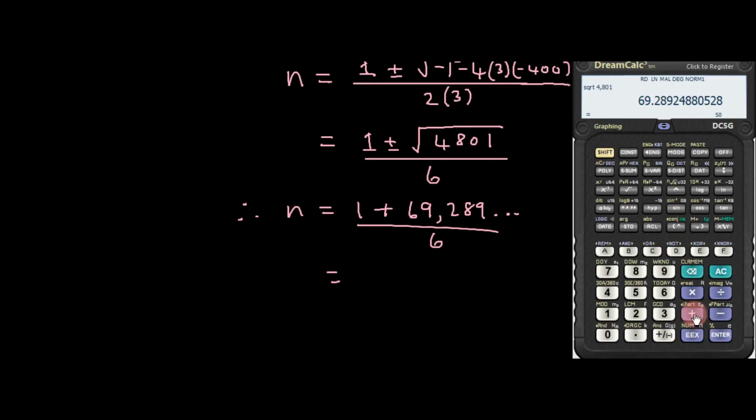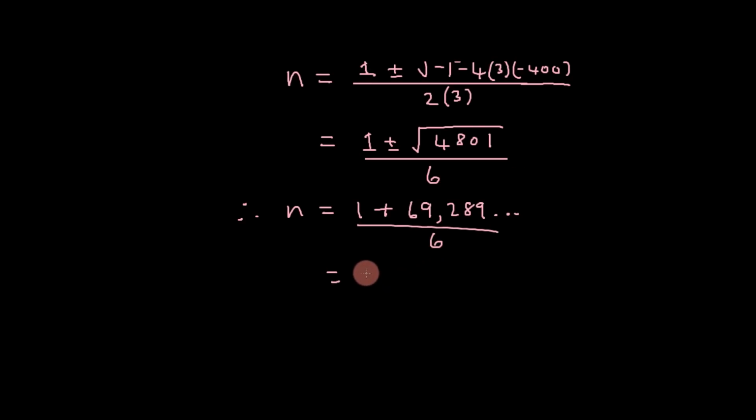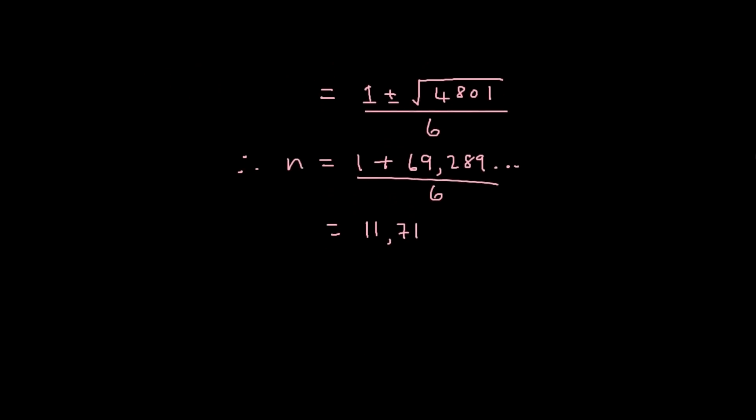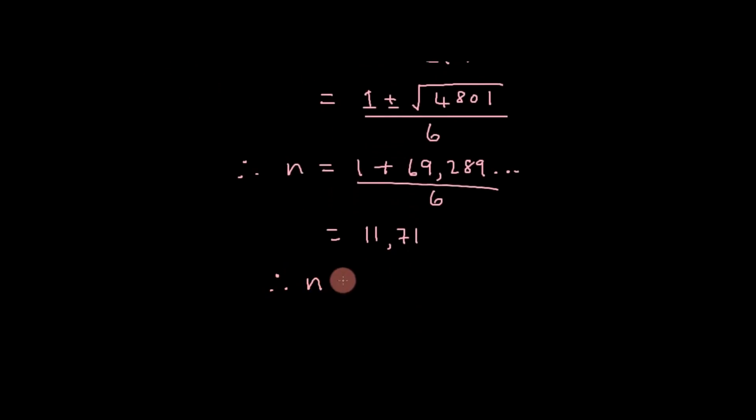So then adding 1 to this answer and then dividing by 6. So n is 11.71. Now remember that we needed to solve this quadratic inequality, this being less than 0. So this means that n is less than 11.71. The natural number just below 11.71, of course, is 11. So this means that n is 11.